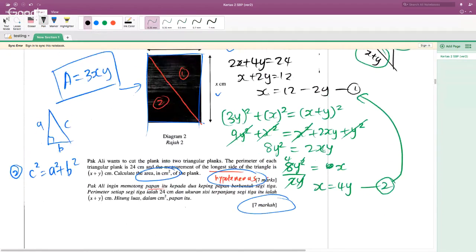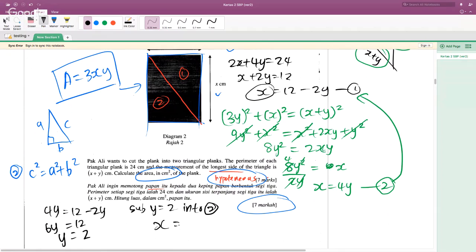So since x equals 4y, that means I change this one into 4y. 4y equals 12 minus 2y. So 4y, not 4x. What happened to me? 4y. So therefore, you have 6y equals 12. y equals 2. After you got y, you can easily get x by substituting back into the second equation. So sub y equals 2 into the second equation. So my x basically equals 4 multiplied by 2. My x equals 8.